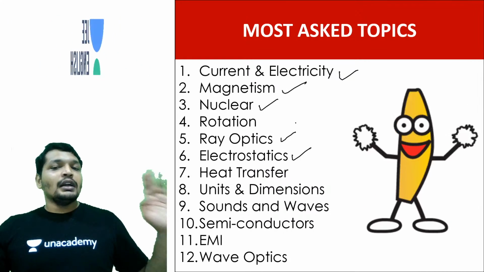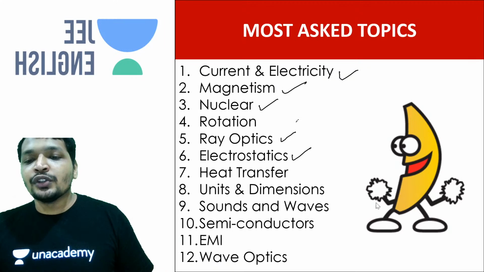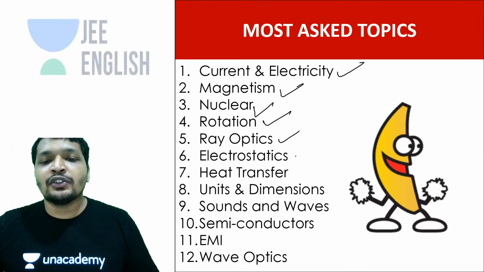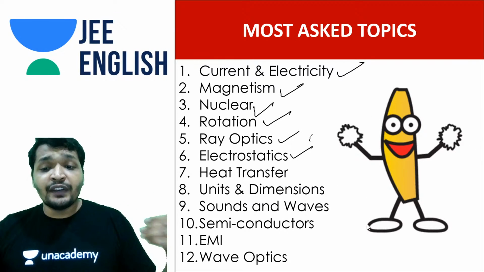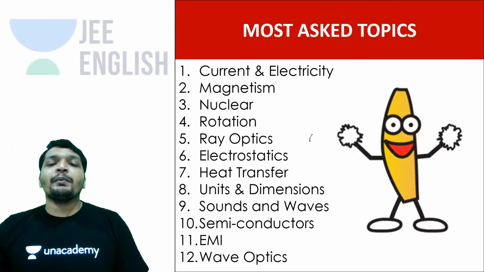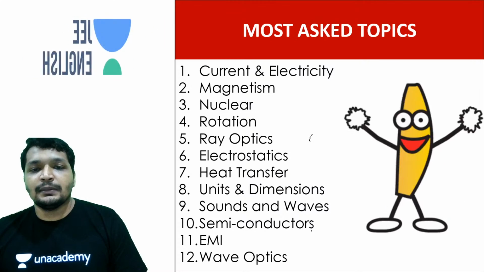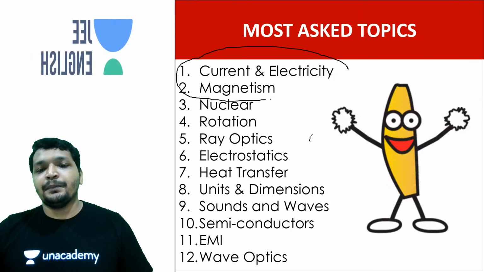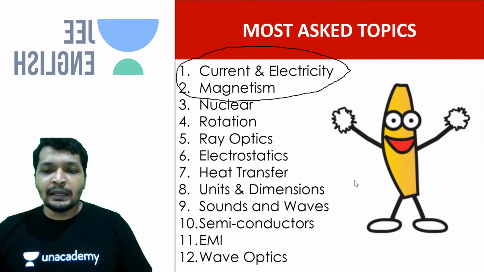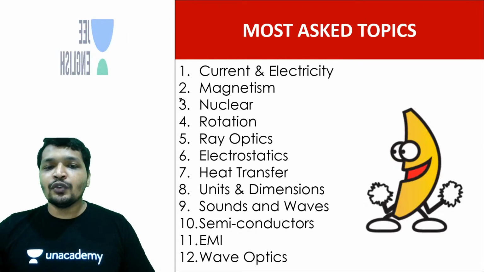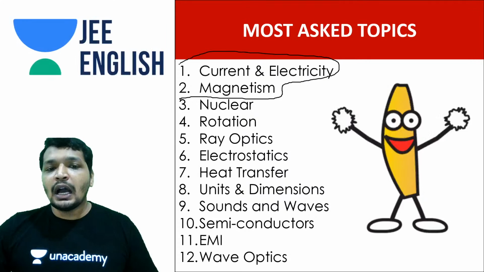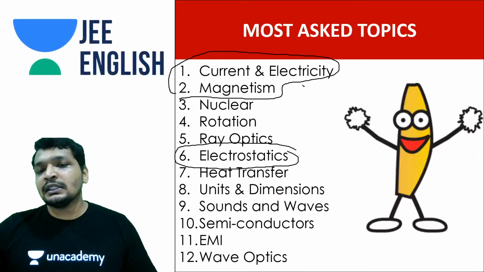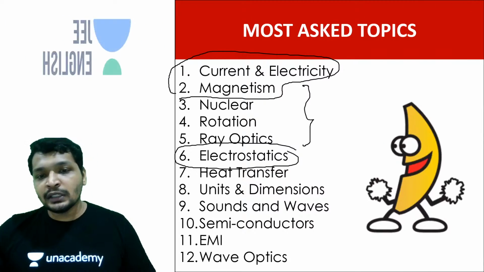And among the most asked topics, you need to jot down whether you have done this topic, this topic, this topic, or not. Very important. These are the top 12 topics that are most asked in JEE. These 2 topics, guys, I would typically recommend completing them. I know magnetism is going to take time, but along with that, there is an advantage. If you do magnetism, current and electricity, and electrostatics, you can complete these things in 1.5 months if you do it dedicatedly.